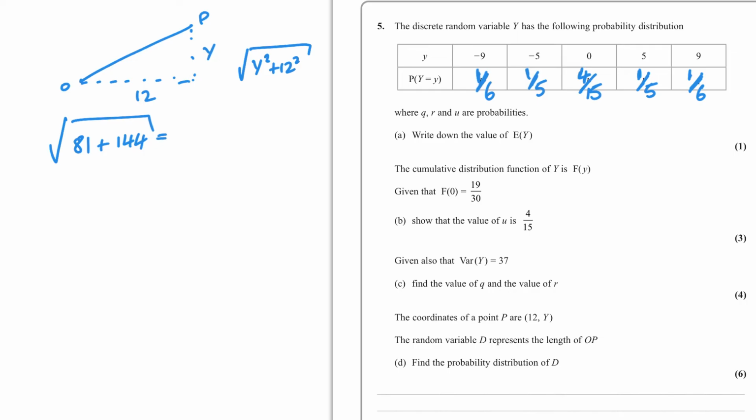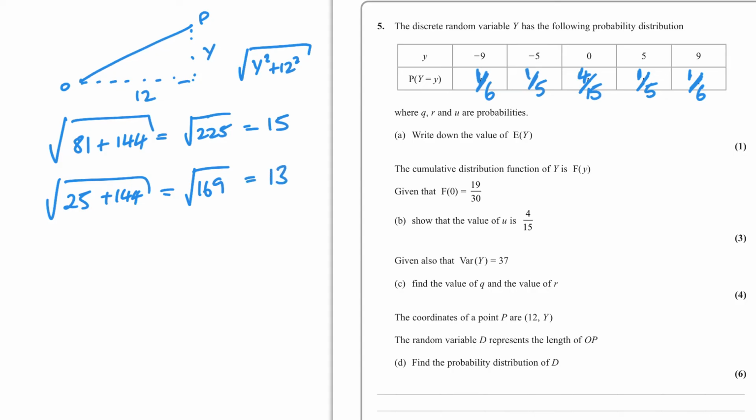And that's 225, so the square root of 225 is going to be 15. Now the other way I can do this is with 5 or minus 5. Those squared is going to be 25 plus my 144. That gives me the square root of 169, which is 13. And then my final value is 0. 0 squared is 0, so I'm just doing the square root of 144, which is obviously 12.